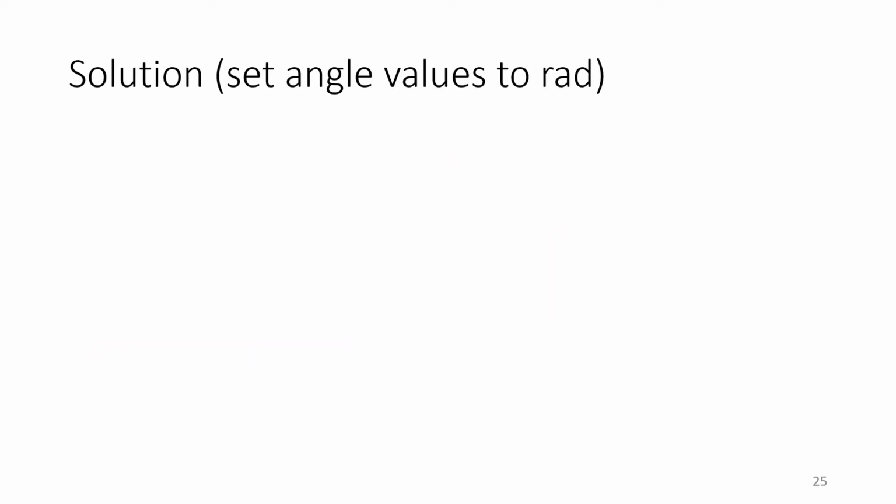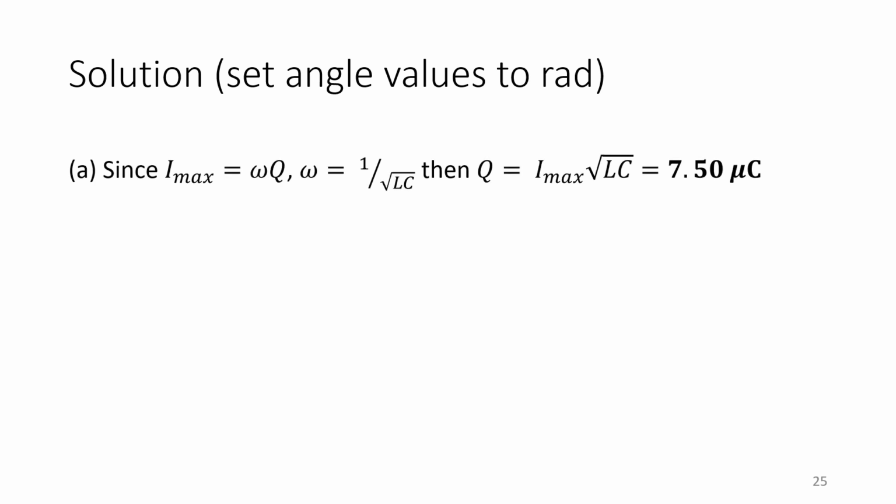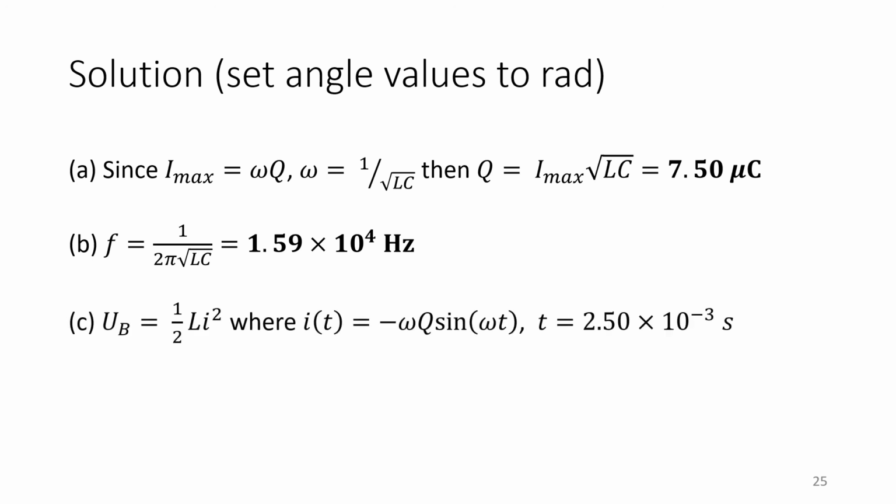Now, before we go through the solution, please make sure that your calculators are set to radians, as this is the SI unit for angle values. To answer A, we recognize that we can get maximum charge Q from I sub max equals omega Q. Q is just then equal to I max over omega. And with proper substitutions, we determine the maximum charge to be 7.5 microcoulombs. Oscillation frequency is just a simple substitution of values, which then we should get 1.59 times 10 raised to the 4th hertz.